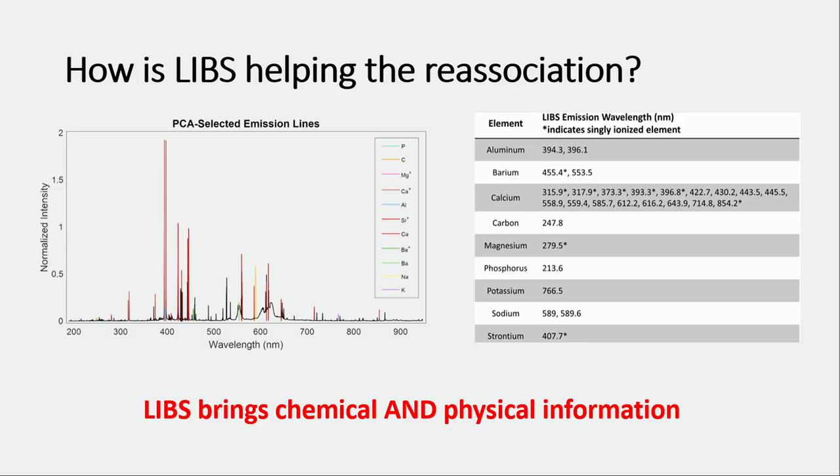And LIBS is a laser ablation technique, so it's very sensitive to density. It's very sensitive to any problem that the matrix may have. So it could be, and we still work on that to interpret it, but the physical aspect of things, the state of the matrix, may be something that LIBS brings that XRF doesn't, or a pure chemical analysis doesn't. And this is what we're still working on.